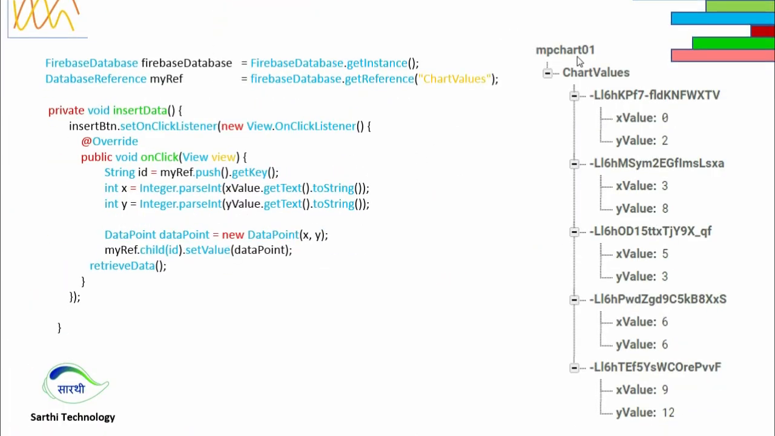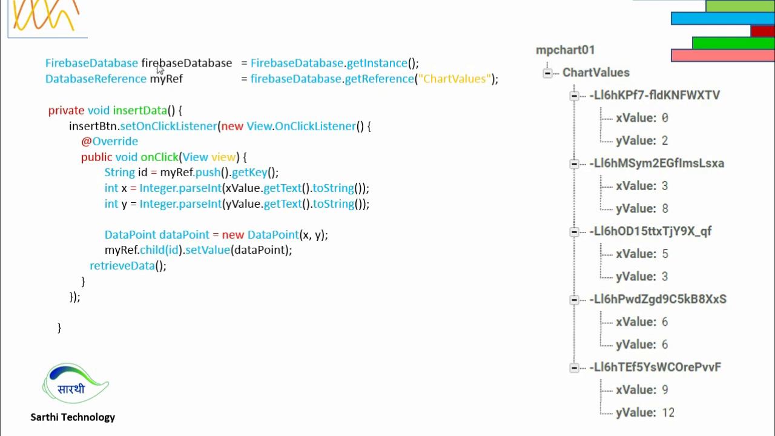Here this is the view of the Firebase database. For example, we want to create this structure, and for that first we need to create an object of Firebase database and initialize it using FirebaseDatabase.getInstance. The second object is database reference, that is myref in this example, and initialize this using Firebase database.getReference and provide a string that is chart values. This string is, you can see here, chart values.